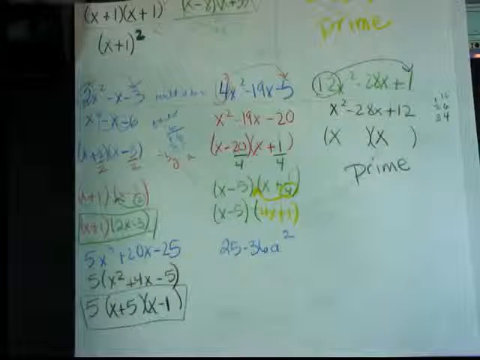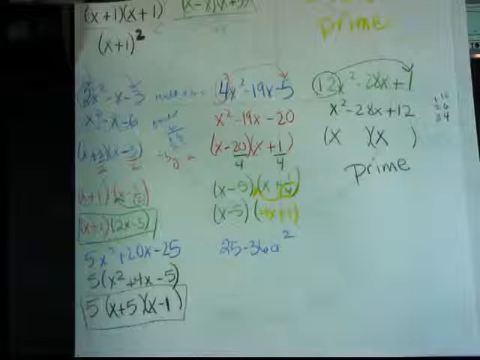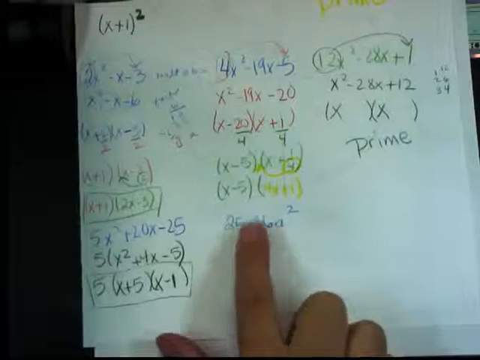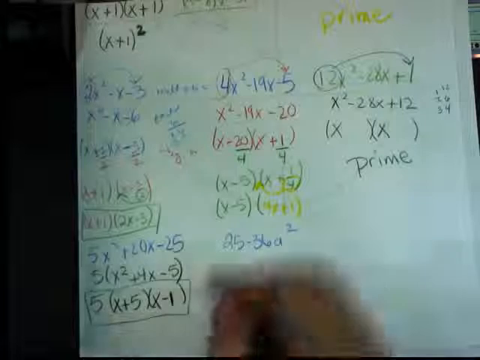(25 minus 36a squared). Now, this is written backwards from our normal, but that's okay. We would want to have our a squared positive and first. If I were to rewrite this, my a squared would not be positive. It would be negative. And we don't like that. We don't like our a squareds to be negative. So if you can rewrite and your square is positive, then rewrite it. But if you cannot switch these around because your square would be negative, leave it alone.